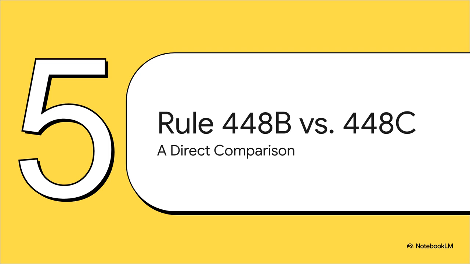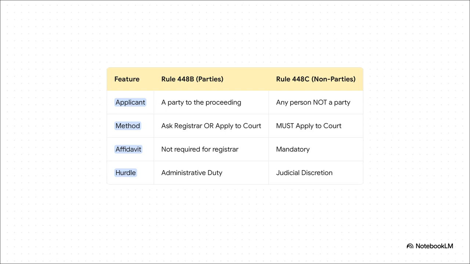Okay, we've walked through both paths. Now let's put them side by side. This is the kind of direct comparison that is absolute gold for exam recall. This table is pretty much your cheat sheet. Let's break it down. For parties under 448B, they have a choice. Ask the registrar or apply to the court. For non-parties under 448C, there's no choice. They must apply to the court. And notice the affidavit. Not needed for a party's simple request, but absolutely mandatory for a non-party. The key difference is the hurdle. For a party, it's a low administrative bar. For a non-party, it's a high bar of judicial discretion.